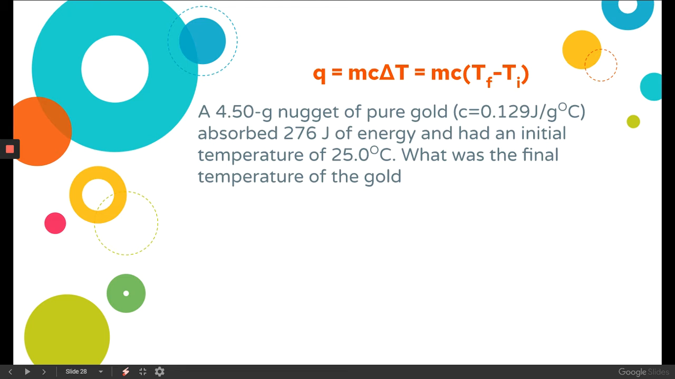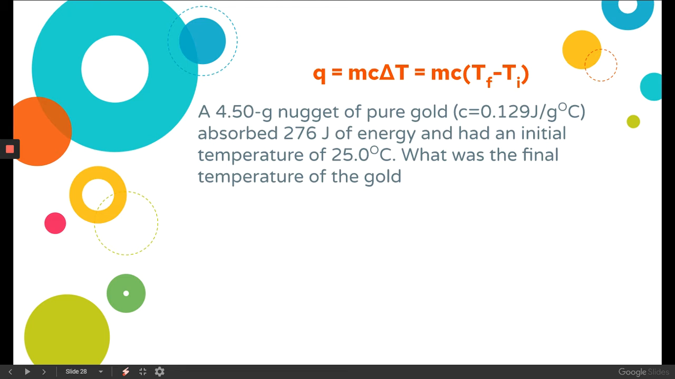Our example problem reads: a 4.50 gram nugget of pure gold with a specific heat of 0.129 joules per gram degree Celsius absorbed 276 joules of energy and had an initial temperature of 25.0 degrees Celsius. What was the final temperature of the gold?